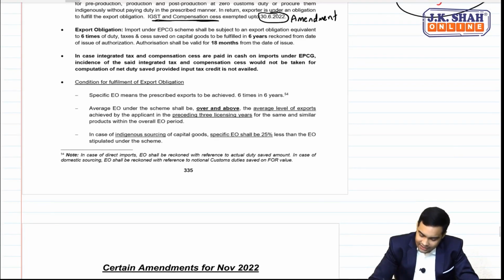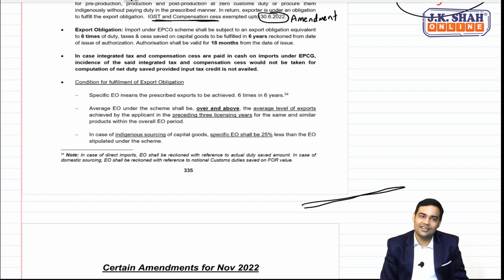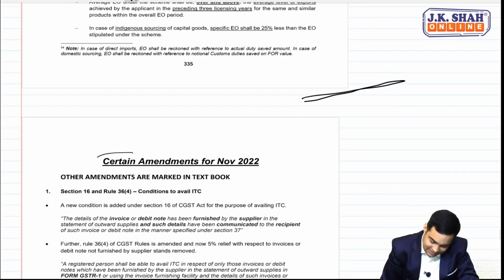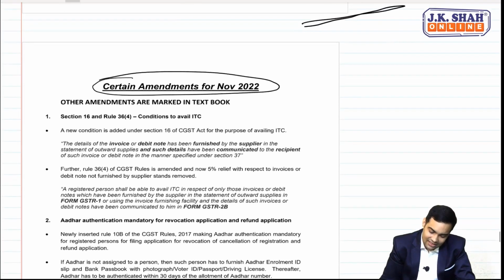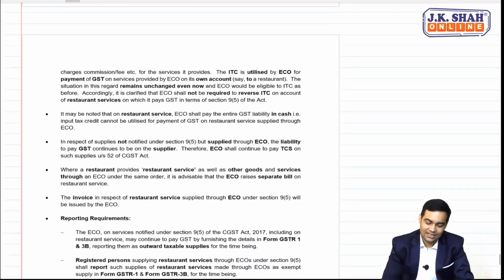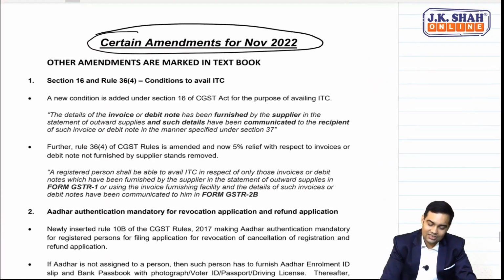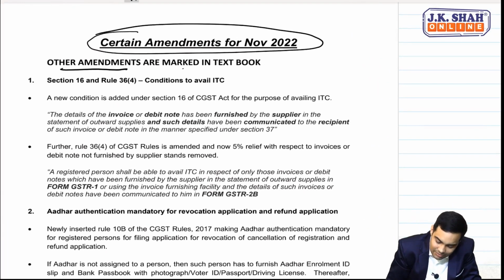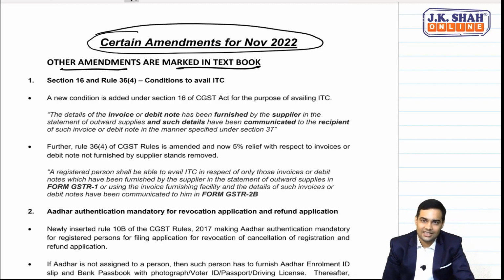So here we come to an end of amendments which are directly related to those pages. Sir, amendments have not yet completed. People, one last three pages left. These certain amendments, I couldn't cover it on that specific page. So what I've done is, for those amendments, this small three page note is there. That's it. Only three pages. And if you see this heading, certain amendments for November 22, other amendments marked in textbook. We have already completed doing that. We have already marked other amendments in textbook. Now we are left out only with some small amendments.